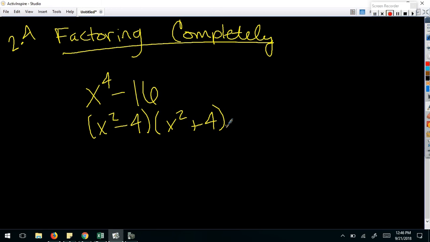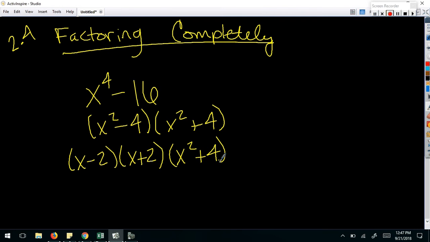We factor what's given, and then we look at the pieces that we've already factored, and we analyze each one separately and ask, could I factor this one again? Yes, I could. X squared minus 4 is also a difference of two squares. How does it factor? X minus 2 times x plus 2. How about x squared plus 4? It's not a difference of two squares.